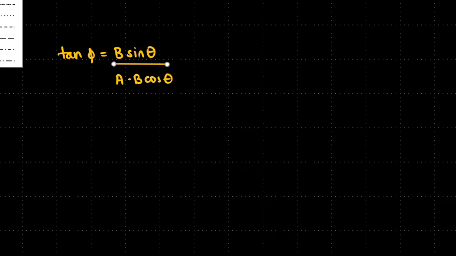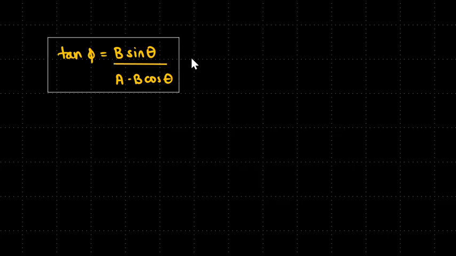And in a similar way, you will find that tan phi is also going to be b sin theta divided by a minus b cos theta, by the similar logic that we did for the first one. And let's put this in the box as well, even though we already put this in the box, but let's put it again.